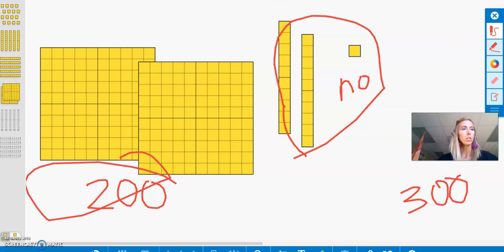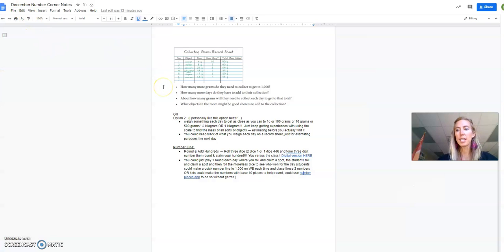Okay, so that's all there is for Number Corner, and enjoy the month of December.